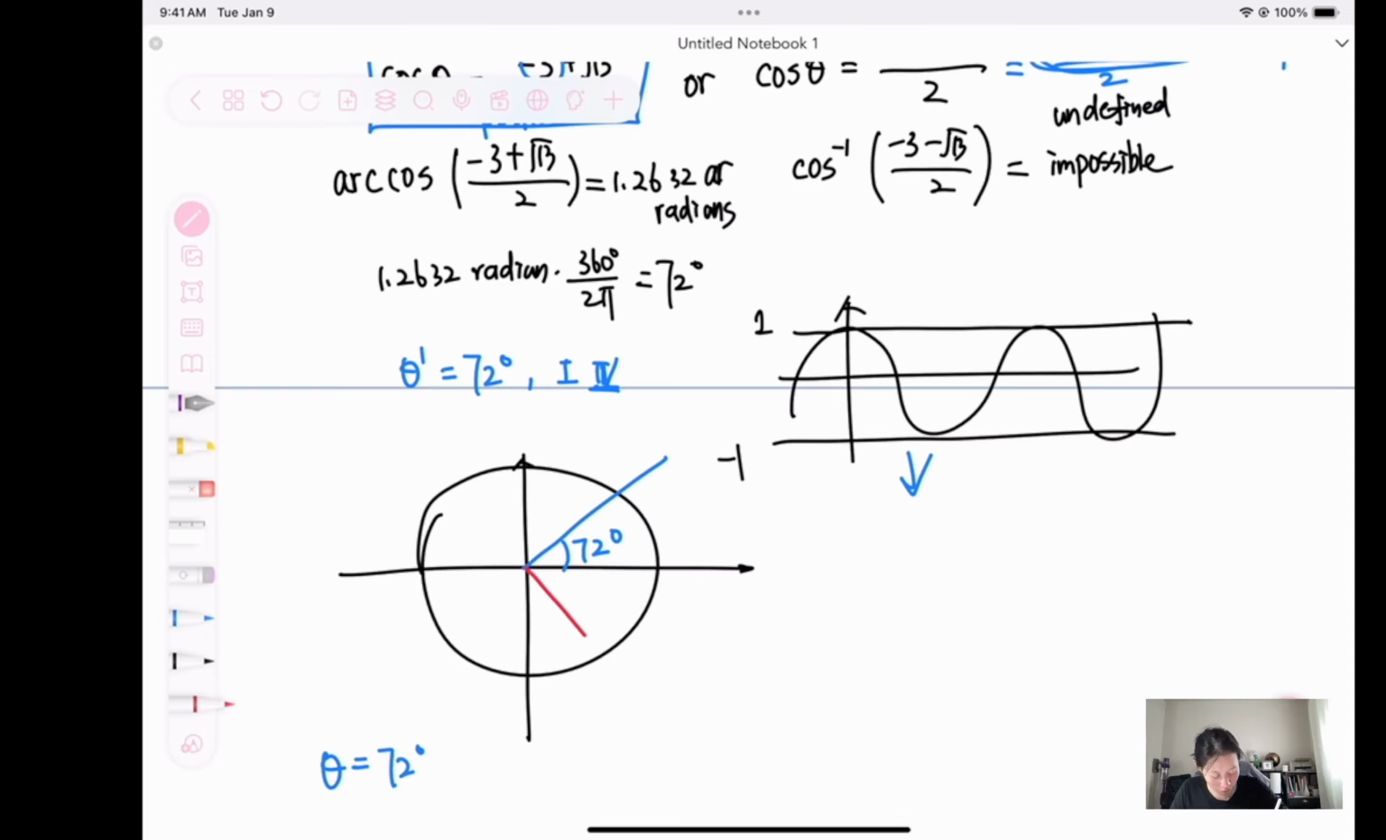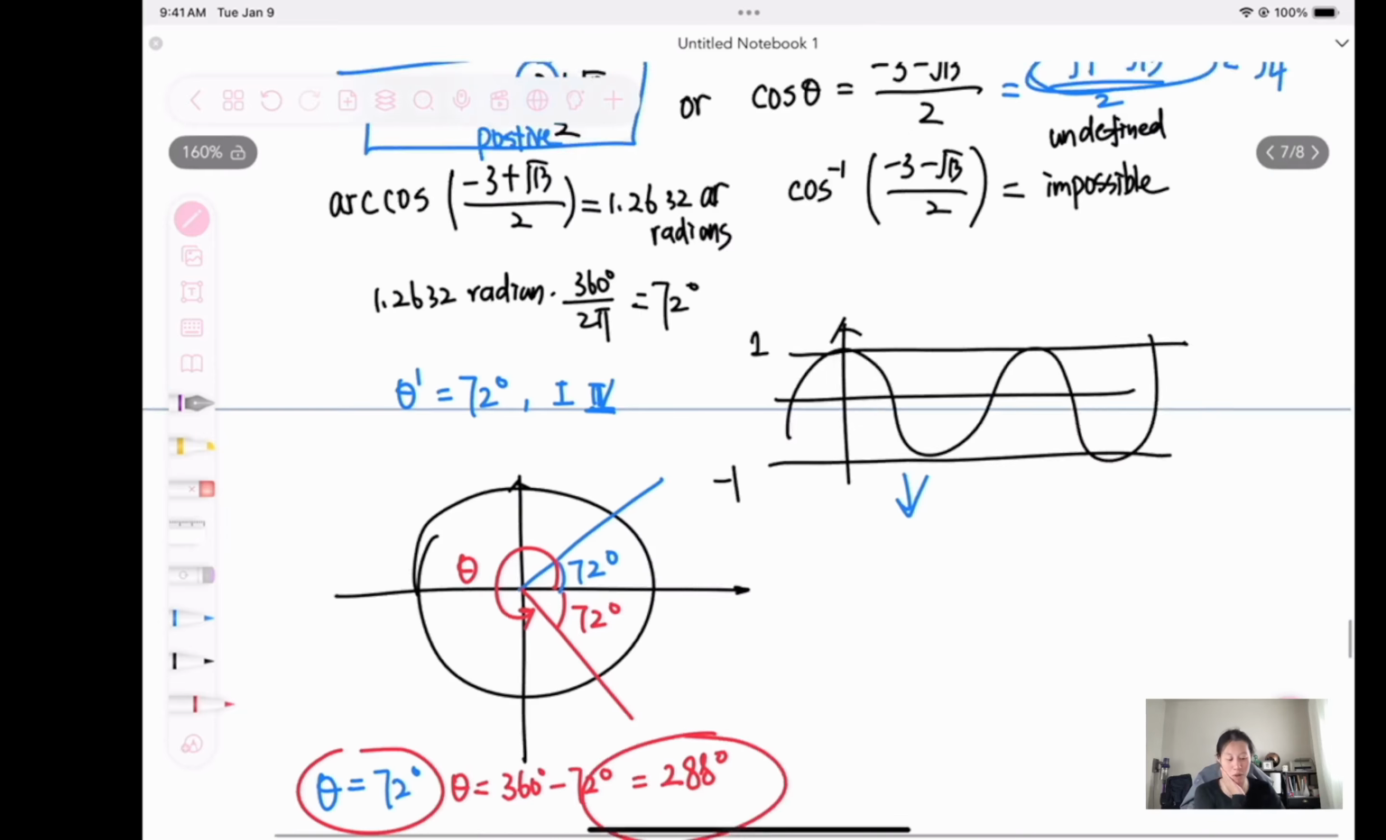The second one, the reference angle, also 72 degrees. So that means our theta is equal to 360 degrees minus 72 degrees, because this is going to be our second theta, the second solution, which is 218.8 degrees. That's it. That's the two solutions.